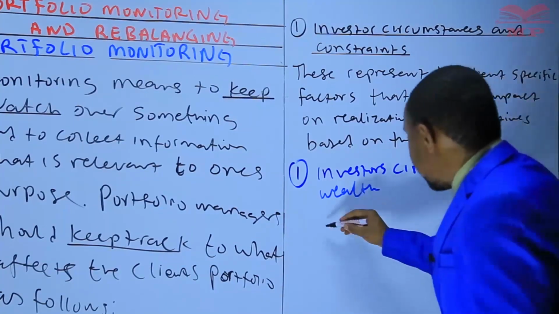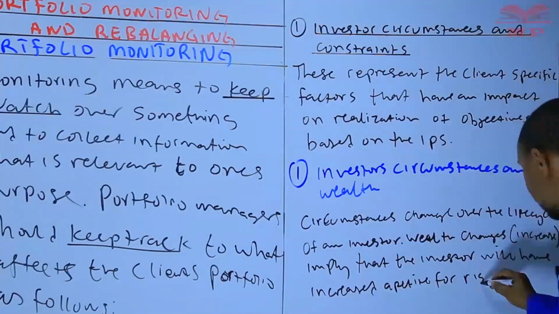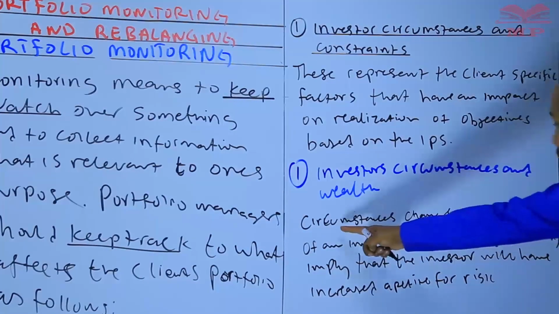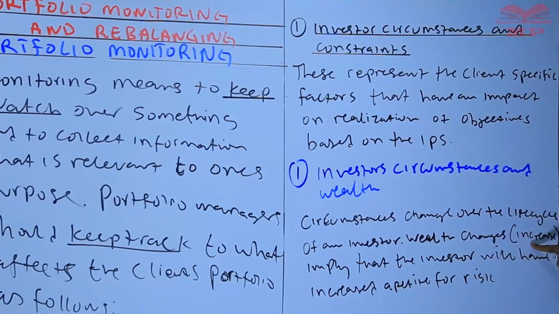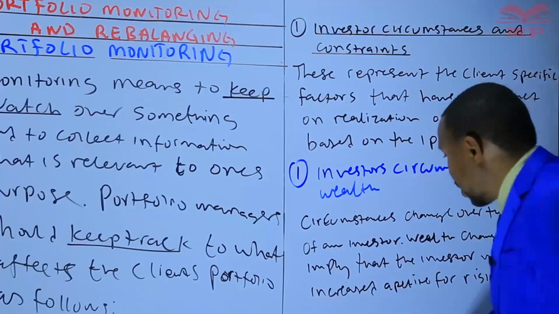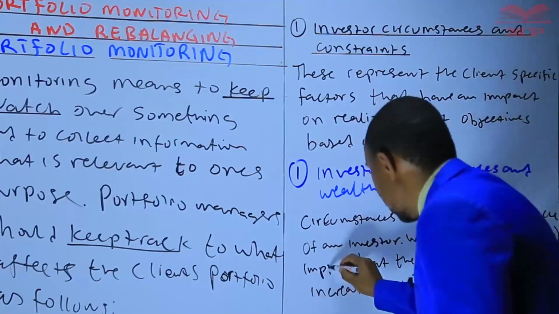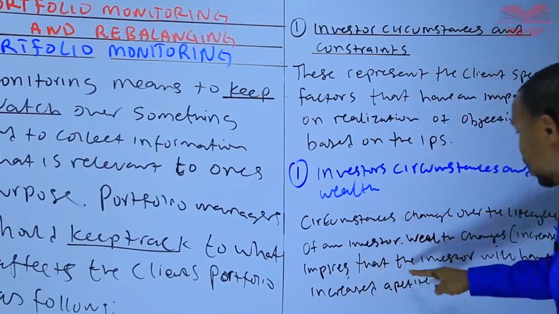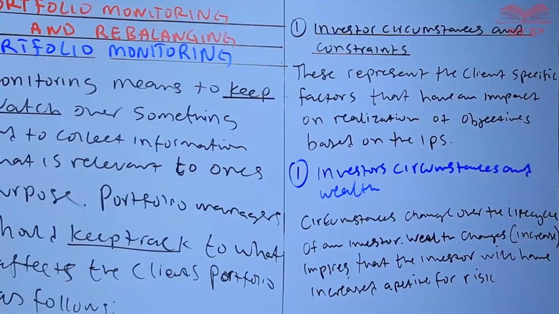So we can say investor circumstances and wealth. We are saying the circumstances change over the life cycle of an investor. Wealth changes. An increase in wealth implies that the investor will have increased appetite for risk, or the risk tolerance may be increased.